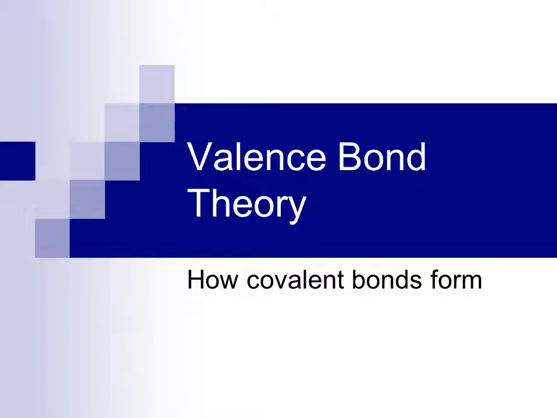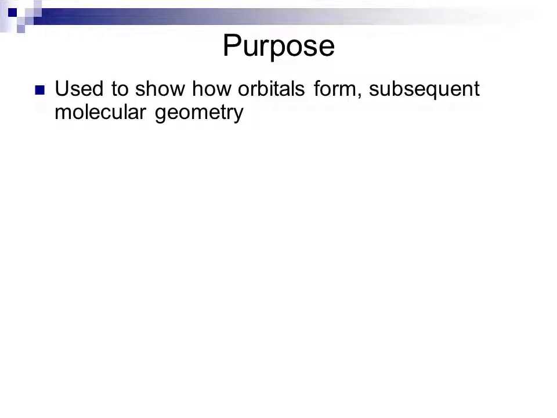Valence bond theory, treating how covalent bonds form in molecules. The purpose of valence bond theory is to examine the way that molecules come together from orbitals and then how those orbitals relate to actually creating a molecular geometry and combining together to make bonds between atoms in an element. The idea of valence bond theory operates on what we call orbital overlap.